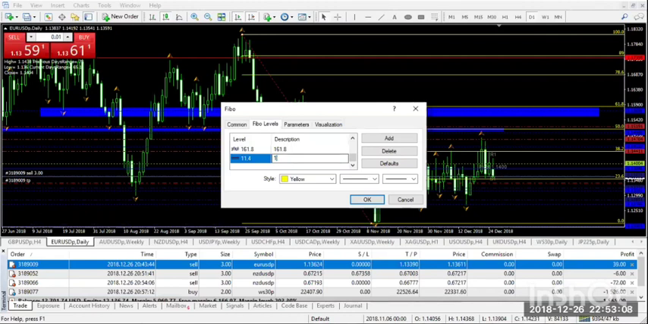113, one point 13, 113. There it is also 113. Yeah, the left one is 1.13 and the right one is 113.